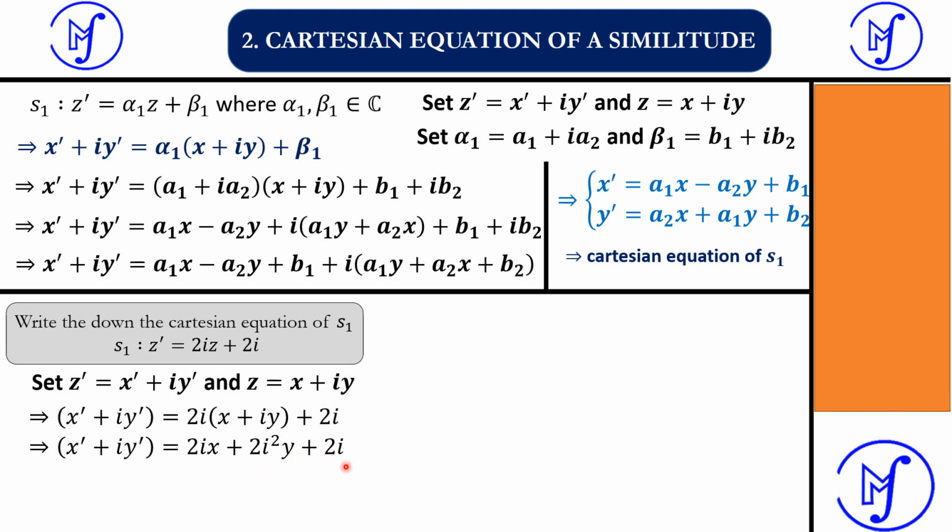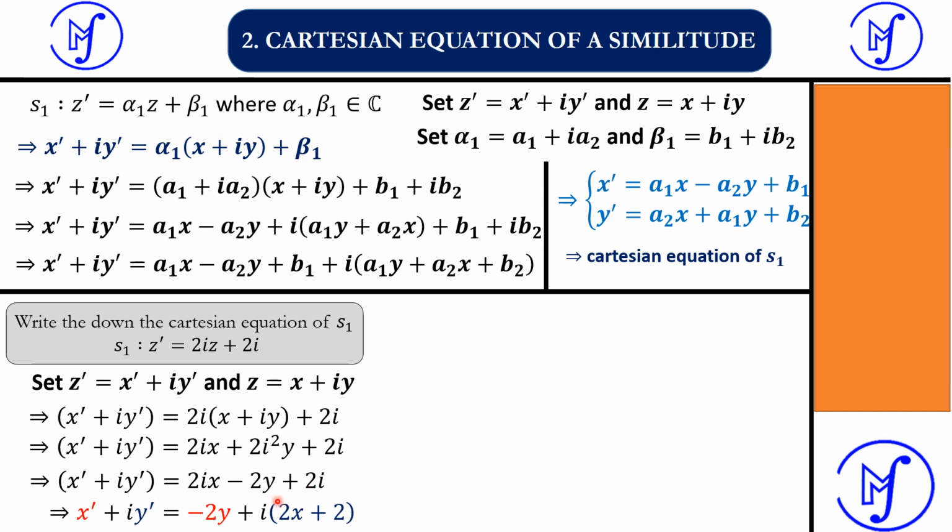Take note, because this i squared here has a very important property: i squared is negative 1. When we are going to be doing the backward process, we are going to see how to move from this third step to the second step, because it is the main key in transforming from the Cartesian back to the complex. So x prime plus iy prime becomes 2ix, i squared is negative 1, so minus 2y plus 2i.